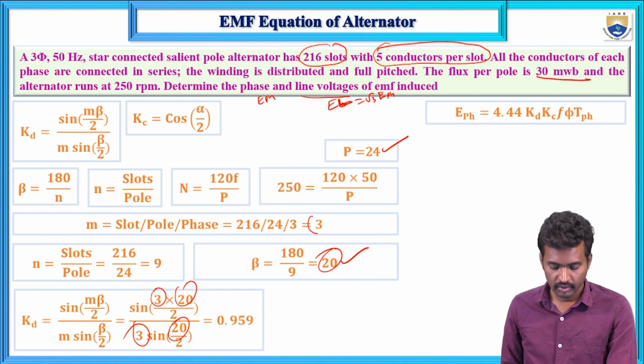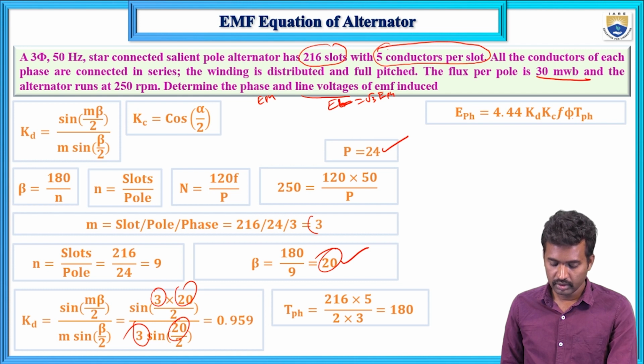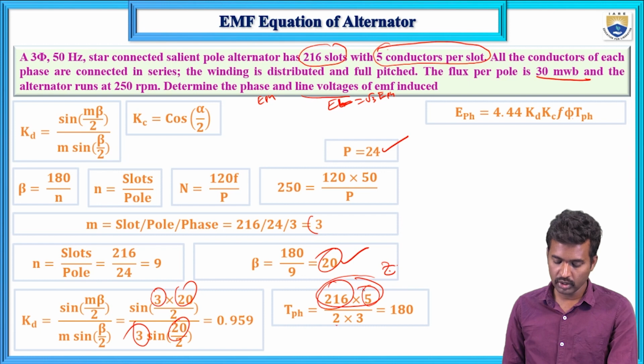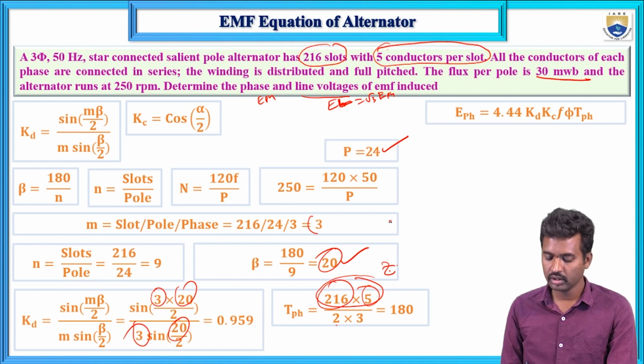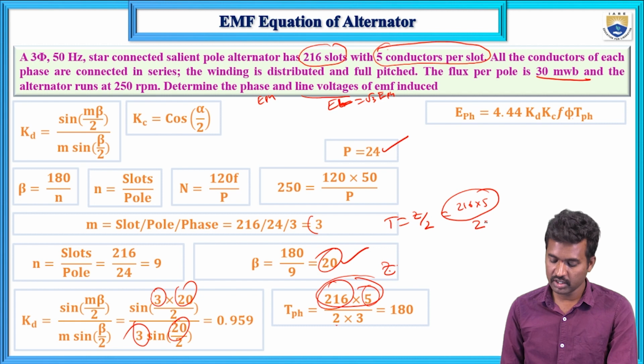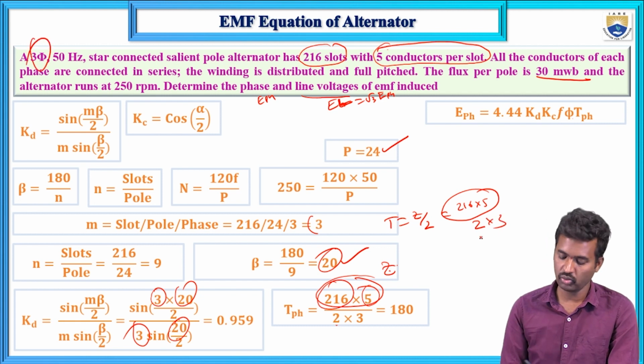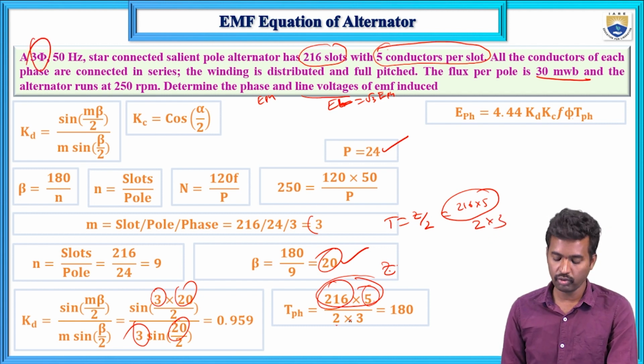And next, the number of turns. How will we calculate the number of turns? Here Z is the number of conductors, and turns equals Z by 2. So Z by 2 means 216, the total number of slots, into 5 conductors per slot, divided by 2, per phase, with 3 the number of phases. So 216 into 5 by 2 into 3 equals 180.